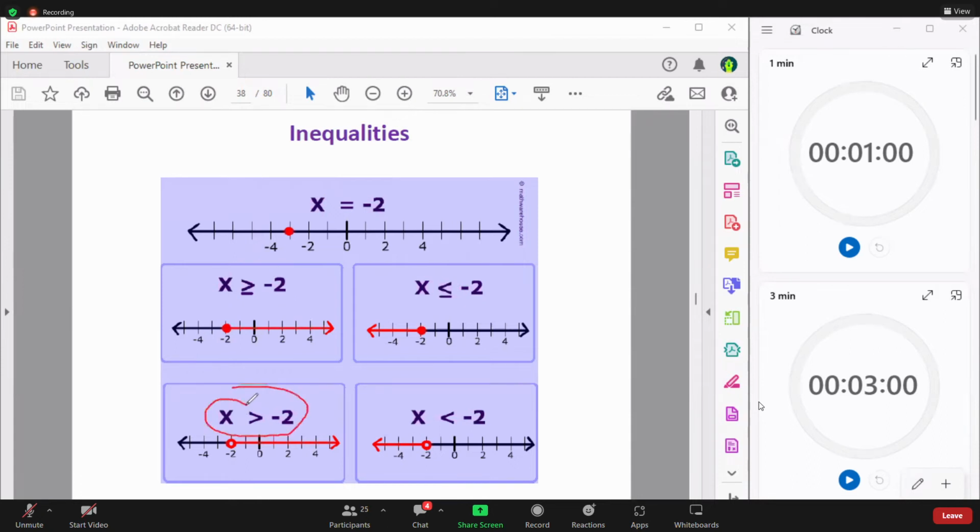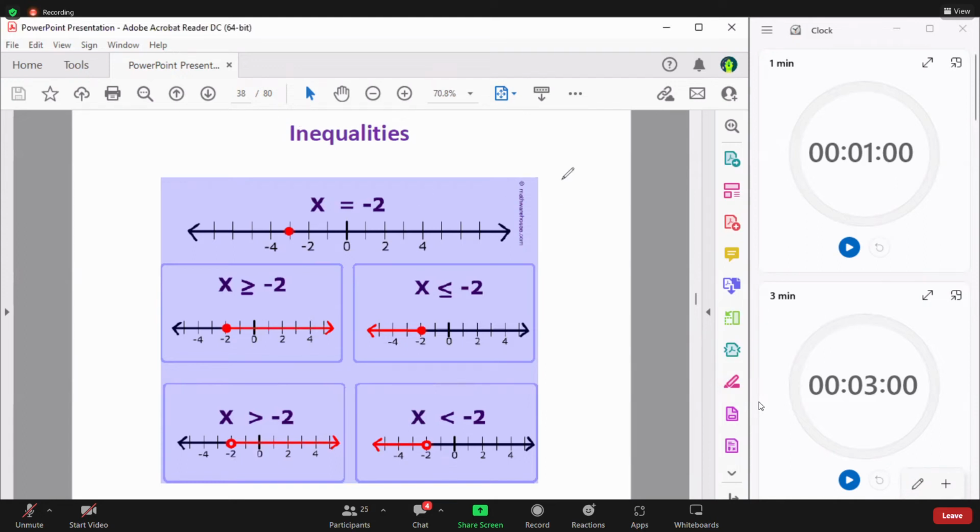But when it is given that x is only greater than -2, then this indicates that all the values greater than -2 are possible, but -2 itself is not possible. Same thing here. If x is less than -2, then all the possible values less than -2 are possible, but -2 itself is not possible for the inequality. Okay, this is a basic understanding of inequality.